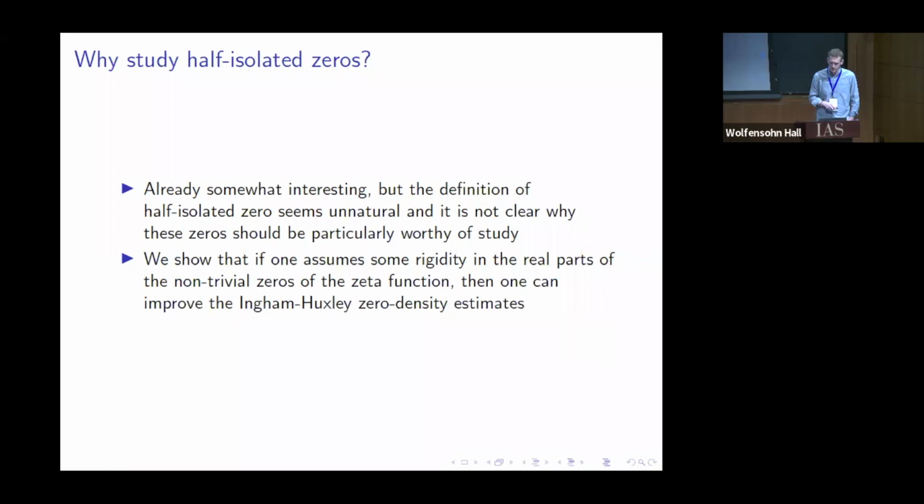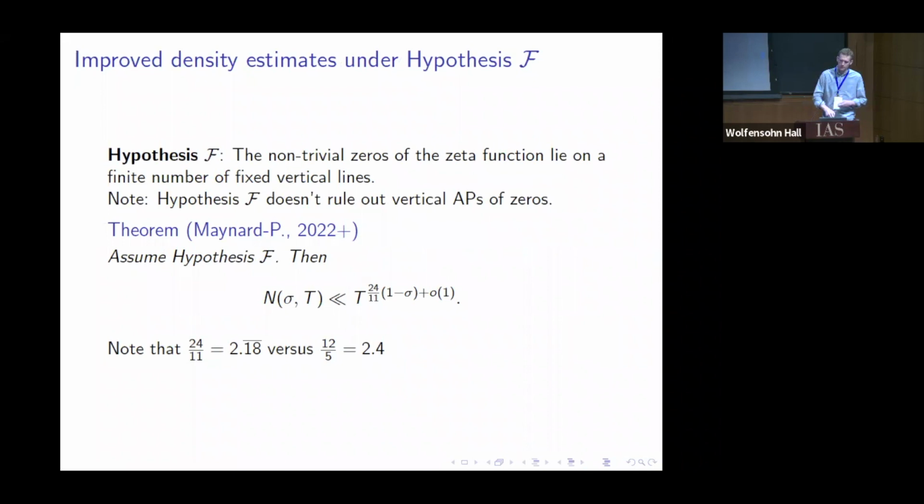Okay, so we introduced this hypothesis, which we call hypothesis F. F should maybe mean finite or something like that. And so here's this hypothesis: the non-trivial zeros of the zeta function lie in a finite number of fixed vertical lines. This is the rigidity that I'm talking about.